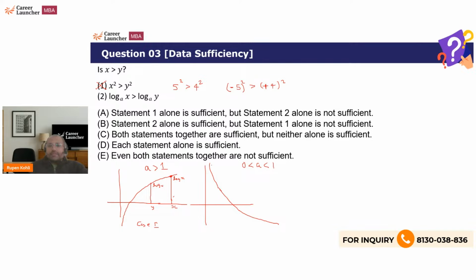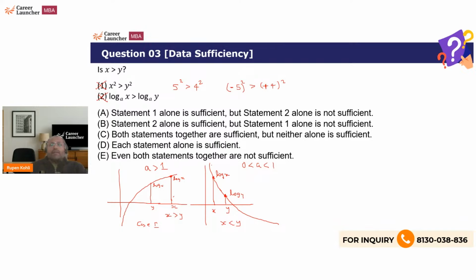But in this case, log x needs to be more than log y. So this value will be, let's say, more than this one. So this is your log x and this is your x and this is your log y. So log x is more than log y and this is your y. But in this case, x is less than y because this is a decreasing graph, right? So x still may be more than y, maybe less than y. We still don't know. So this is also not sufficient.